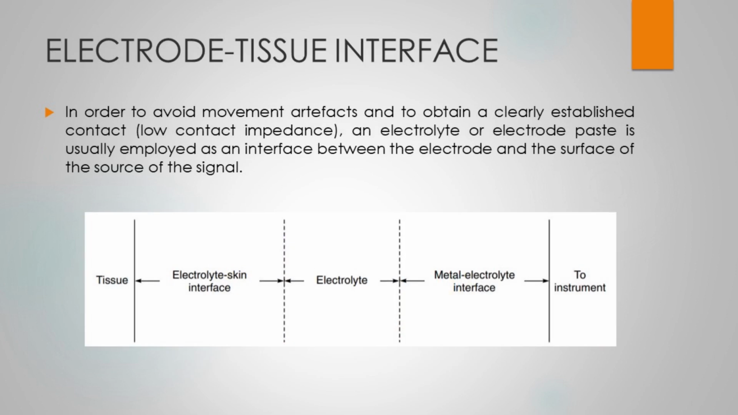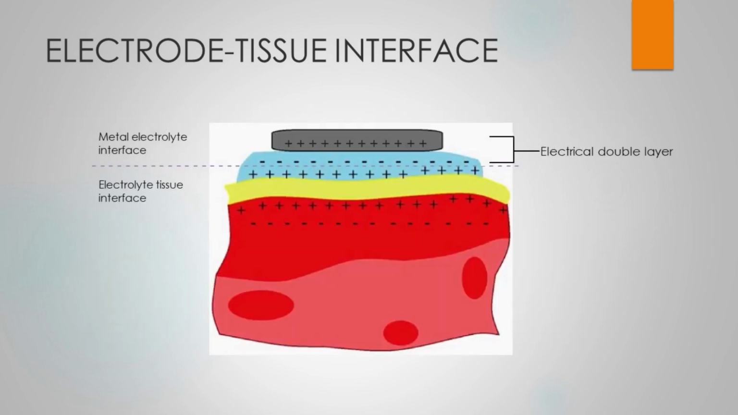In order to avoid movement artifacts and to obtain clearly established contact, an electrolyte or electrode paste is usually employed as an interface between the electrode and the surface of the source of the signal. Electrode tissue interface is divided into metal electrode interface and electrolyte tissue interface.